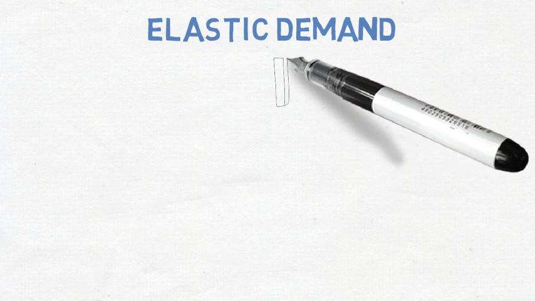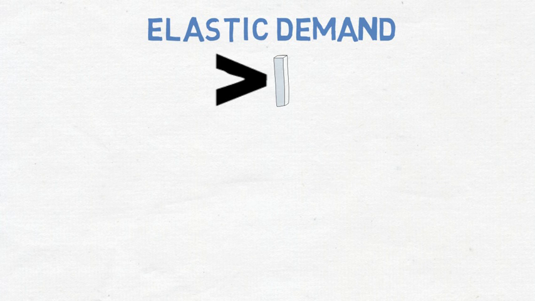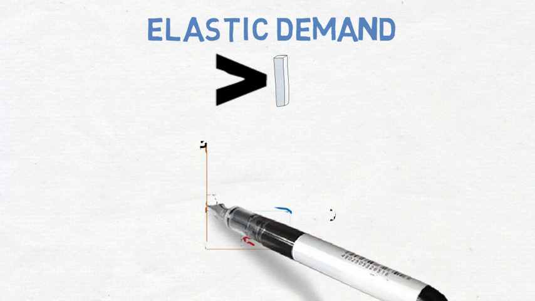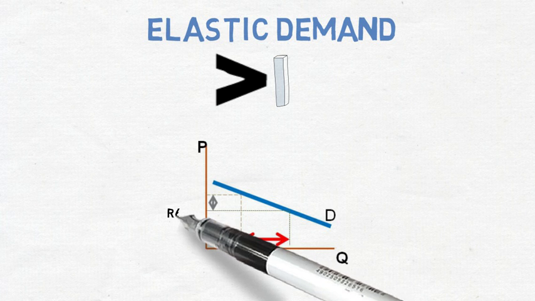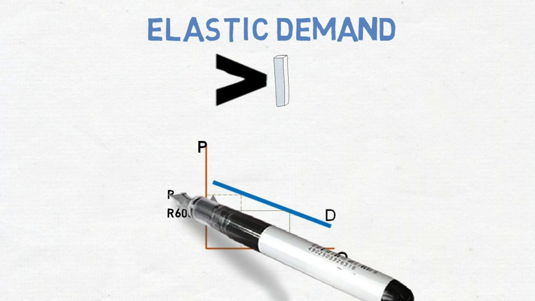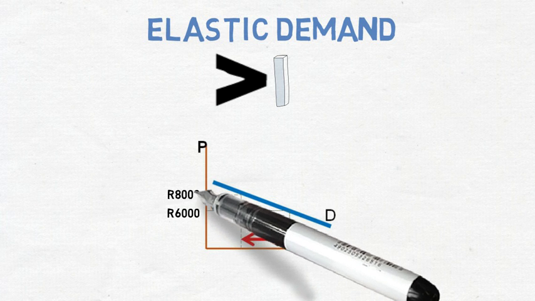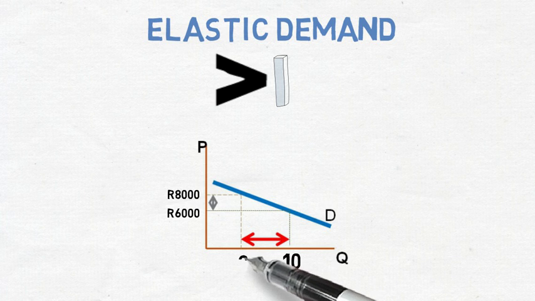Elastic demand indicates that quantity demanded will respond to price changes. The elasticity coefficient in this case is larger than 1. Note that the percentage change in quantity demanded is greater than the percentage change in price. If Samsung TVs increase from 6,000 Rand to 8,000 Rand, the quantity demanded for Samsung TVs will decrease from 10 units to 3 units. We can say that consumers are relatively sensitive to price changes.